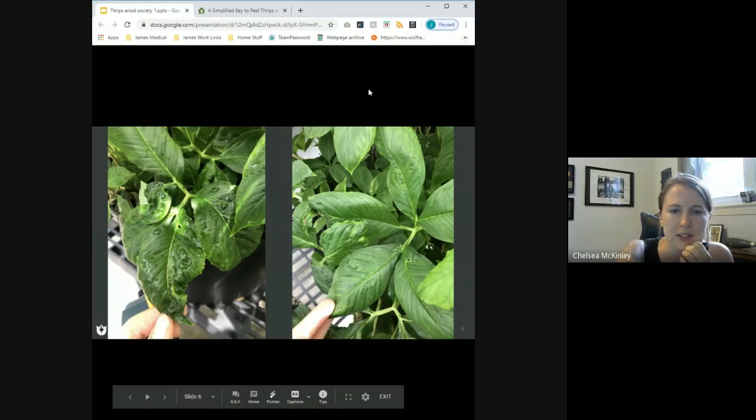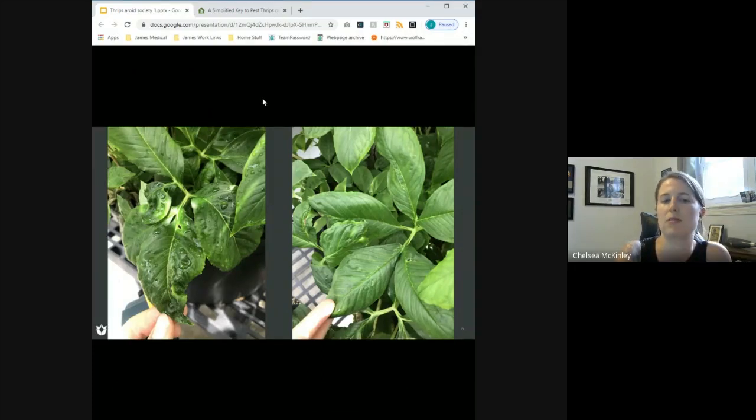I wanted to show you some pictures of what thrips damage looks like so that you'll be able to identify it when you see it on your plants at home. So this is a Amorphophallus. I had scouted this plant and had seen thrips on it earlier this year. And so I know that this is foliage that had expanded after thrips had fed on it.